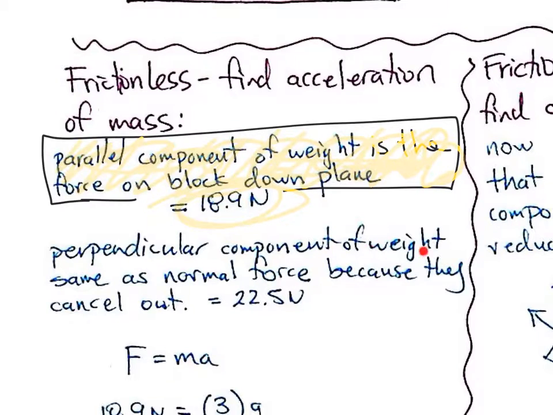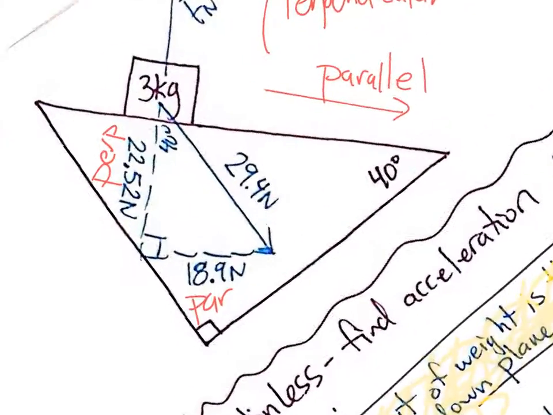So that's the force that's going into accelerating the mass, or the block. The perpendicular component of weight is going to be the same as the normal force because they cancel out. This is also always going to be true, so you could box that in and highlight it, and if it makes sense, great. If not, it would be something to memorize if this is confusing.